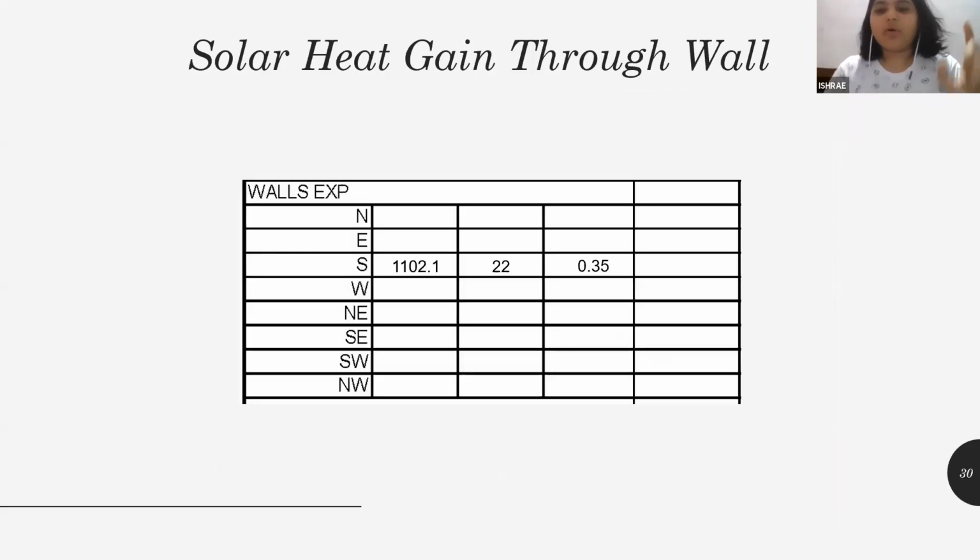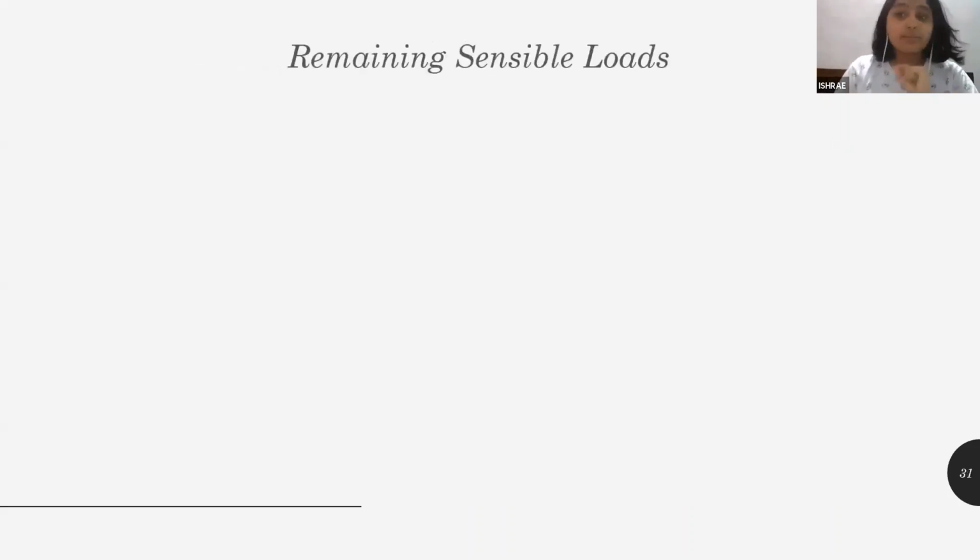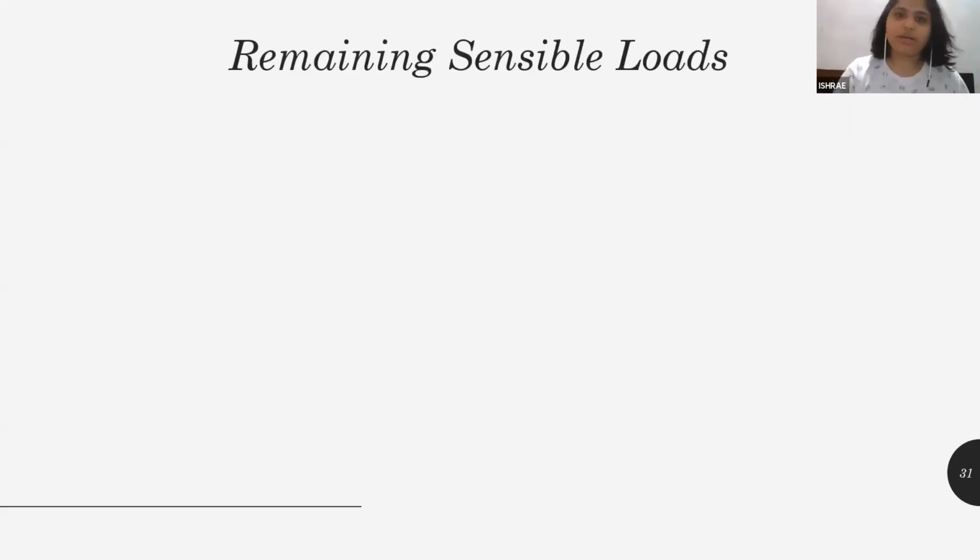Now, once we get all the three factors for my wall, I'm going to multiply these and get my final load of solar heat gain through wall as 8486.17 BTU per hour. Now, all of these are in BTU per hour. Please keep the units in your mind.